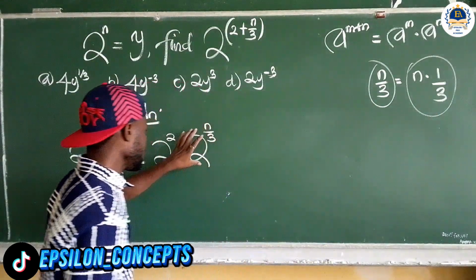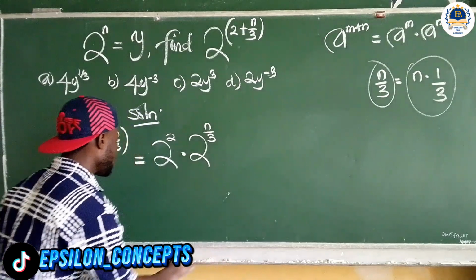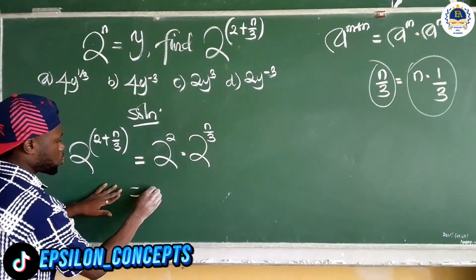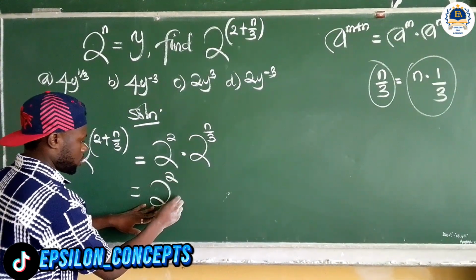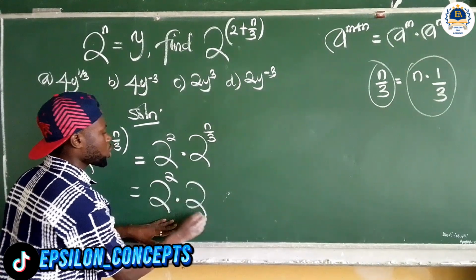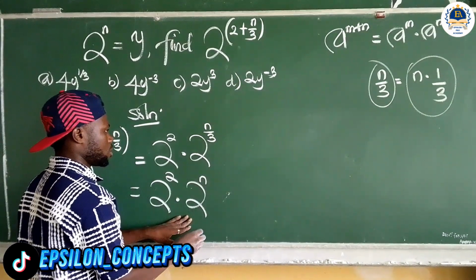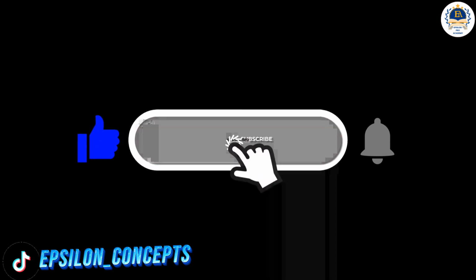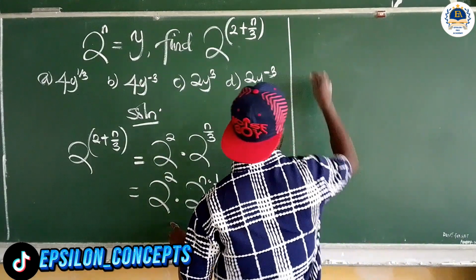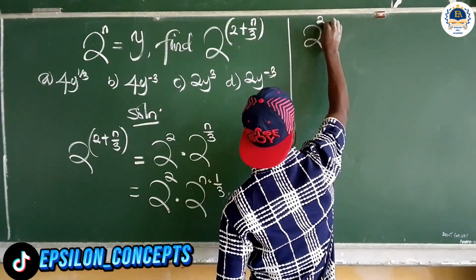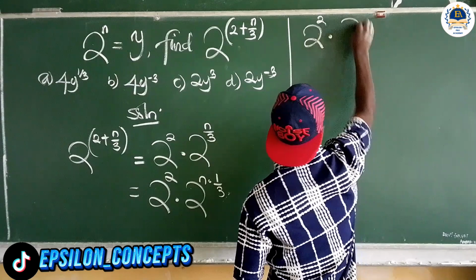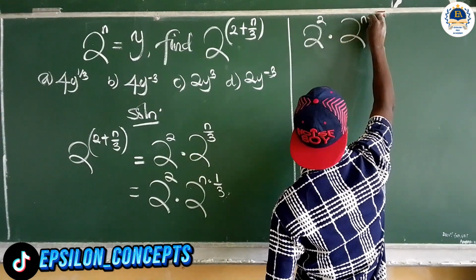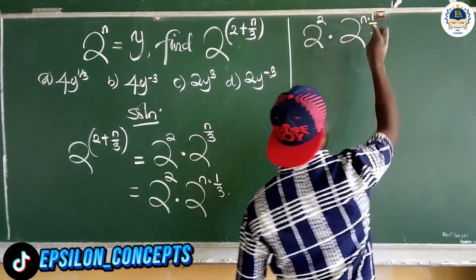Now let us split this into that form, and we are going to have 2 raised to the power of 2 times 2 raised to the power of n times 1 over 3. We have 2 raised to the power of 2 times 2 raised to the power of n times 1 over 3.